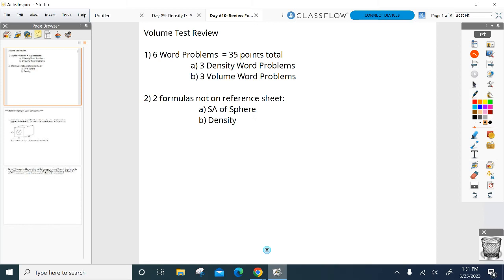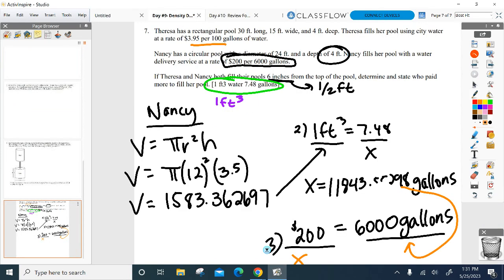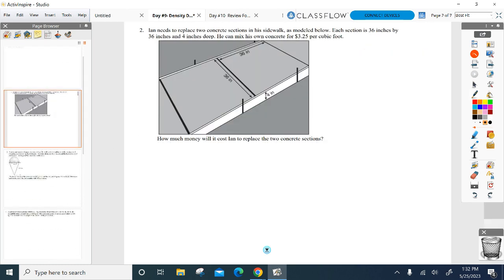Is no shock, right? 6 problems, 3 volume, 3 density. I showed you what I meant by volume on the homework. The one Max just asked, or I could also be talking about, we did number 2 yesterday with the concrete slabs. That's also a volume type problem. And then 3 density. Density is density.